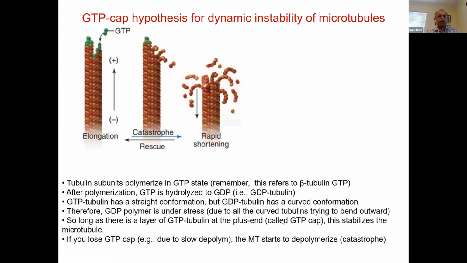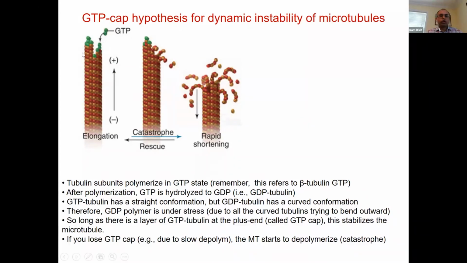The model that is proposed to explain why microtubules exhibit dynamic instability is called the GTP Cap Model or GTP Cap hypothesis. Okay, and what it states is essentially, remember, the tubulin subunits polymerize in a GTP state, right? So when the beta tubulin is bound to GTP, that's when the tubulin subunit has a propensity to associate at a growing end, be it the plus or minus end, to elongate that polymer.